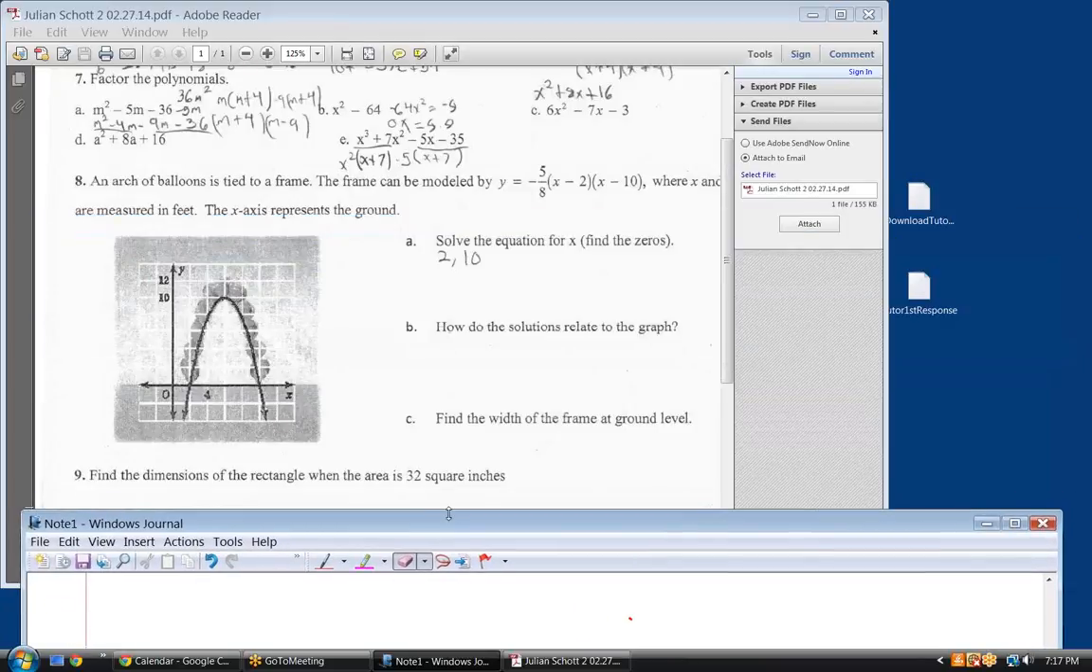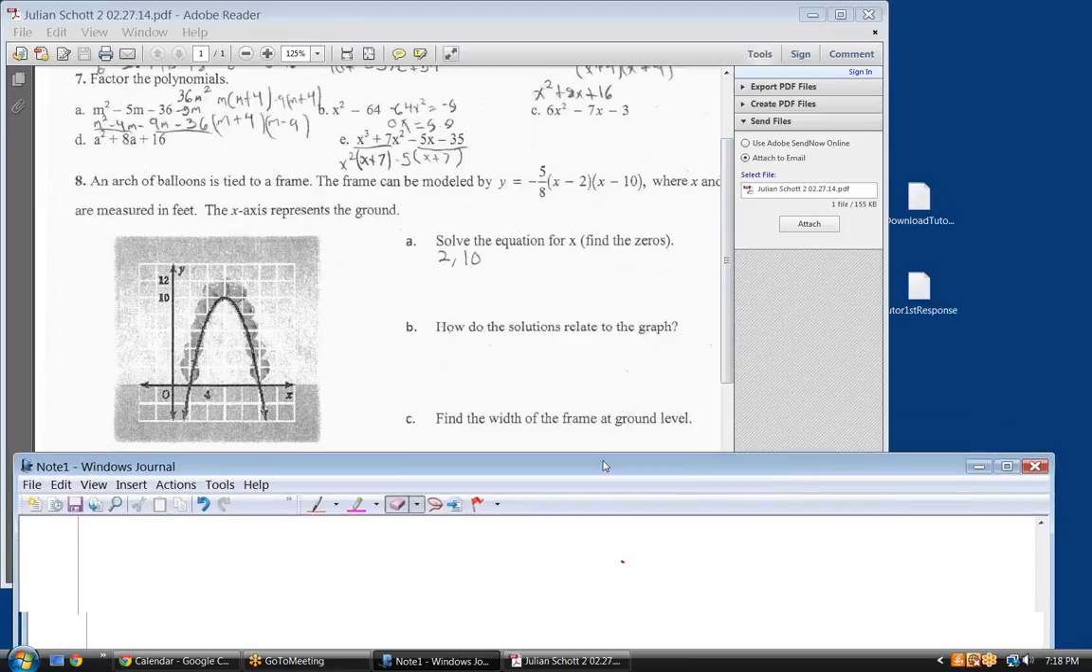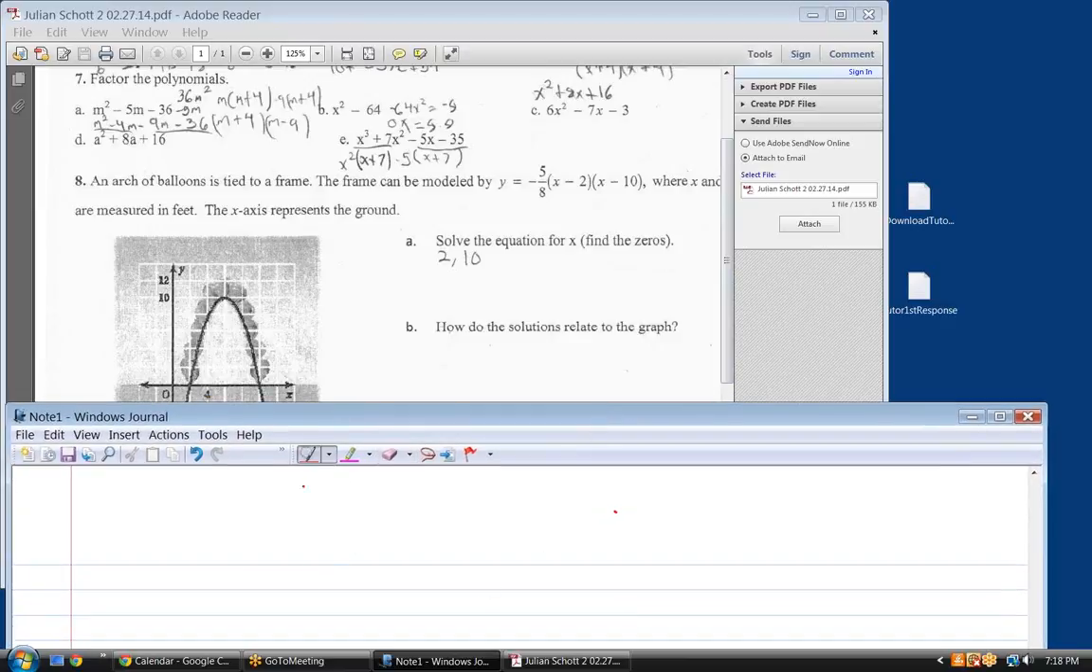The arch of balloons is tied to a frame. The frame can be modeled by that equation where x and y are measured in feet. X-axis represents the ground. Solve the equation for x. Here's our equation.